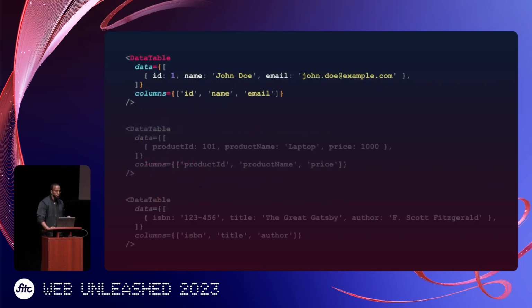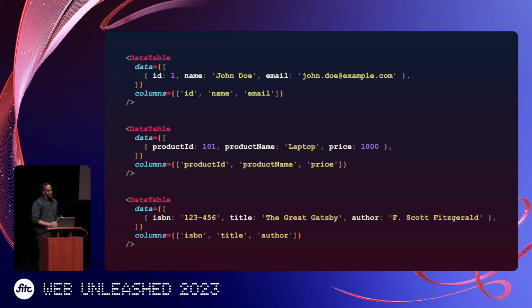Maybe now we want it to be used for user data, but maybe we want to use it for product information. Perhaps there's somewhere else in our app where we fetch product data, and we feed in product IDs, product names. Or maybe somewhere else in our app, we want to basically have the same table render books. We fetch this information from an API, and we want this data table component to be adaptable. How can we have this one component receive these different data shapes?